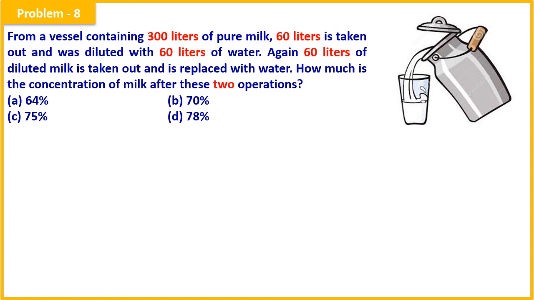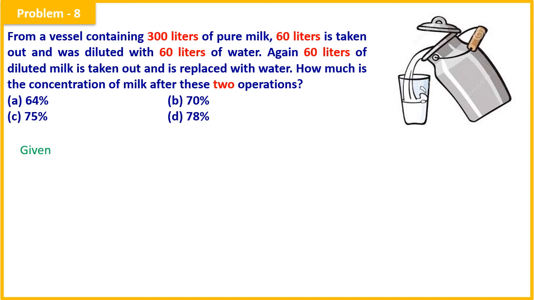Let's solve an example on the problem of dilution. From a vessel containing 300 liters of pure milk, 60 liters is taken out and was diluted with 60 liters of water. Again, 60 liters of diluted milk is taken out and is replaced with water. How much is the concentration of milk after these two operations? This was done 2 times: 60 liters was taken out and replaced with water, so in 300 liters of pure milk, how much concentration is left now?